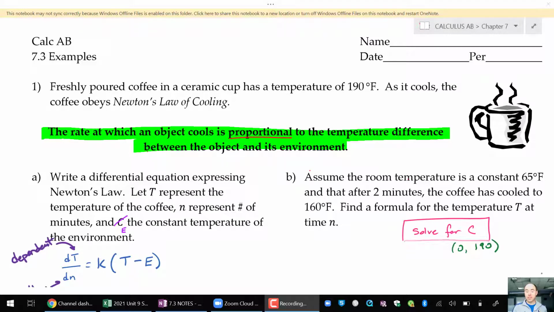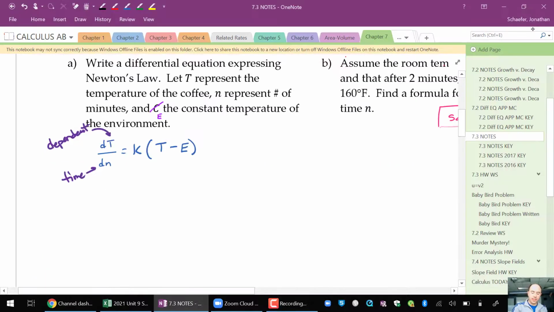So let me just open up right now by telling you what Newton's law of cooling actually is. It's written here at the top of your paper or on the screen in front of you. Newton's law says this: the rate at which an object cools is proportional to the temperature difference between the object and its environment. Now, in our example today, it says that our cup of coffee is poured at a temperature of 190 degrees Fahrenheit. And of course, as that cup cools, it's going to obey Newton's law. So let's see how this can connect to a differential equation.